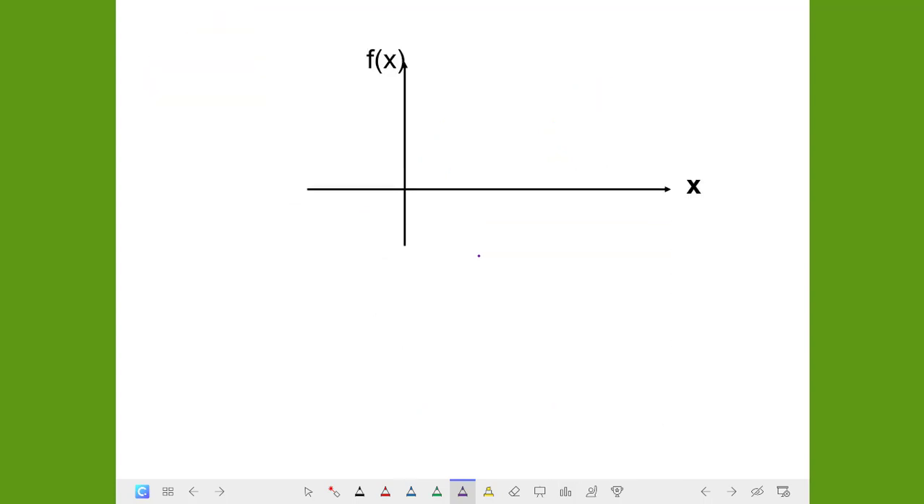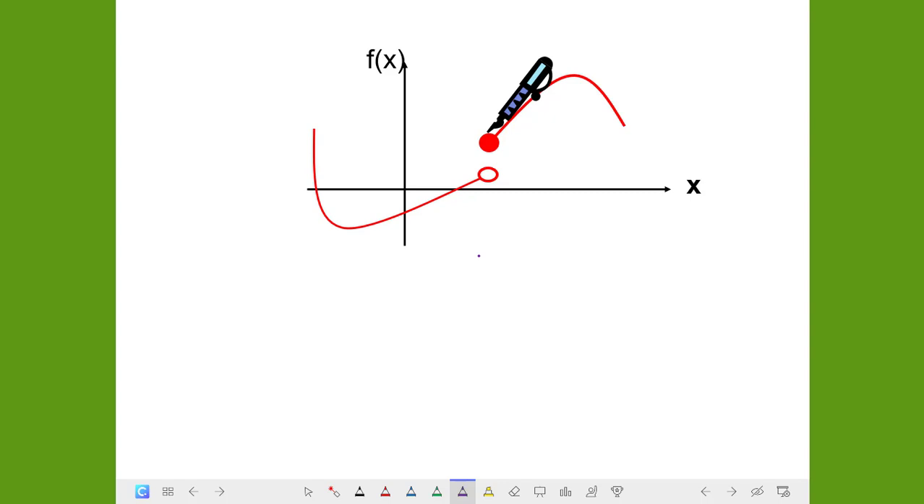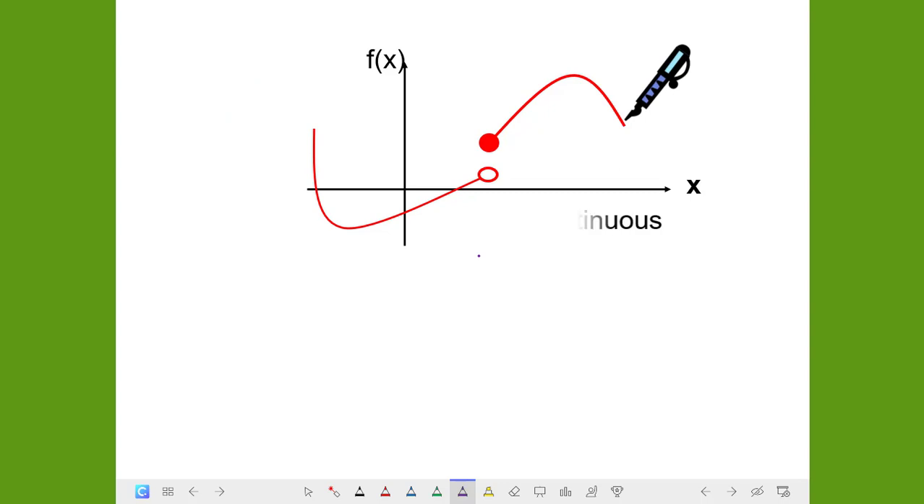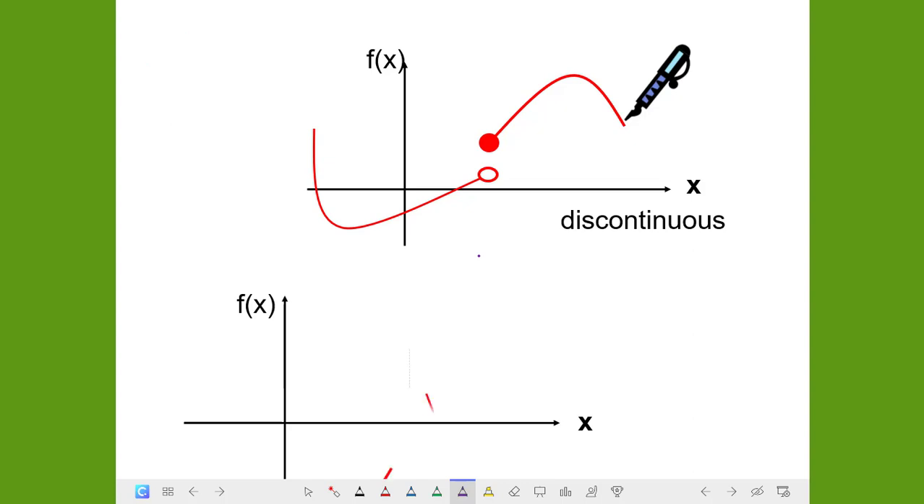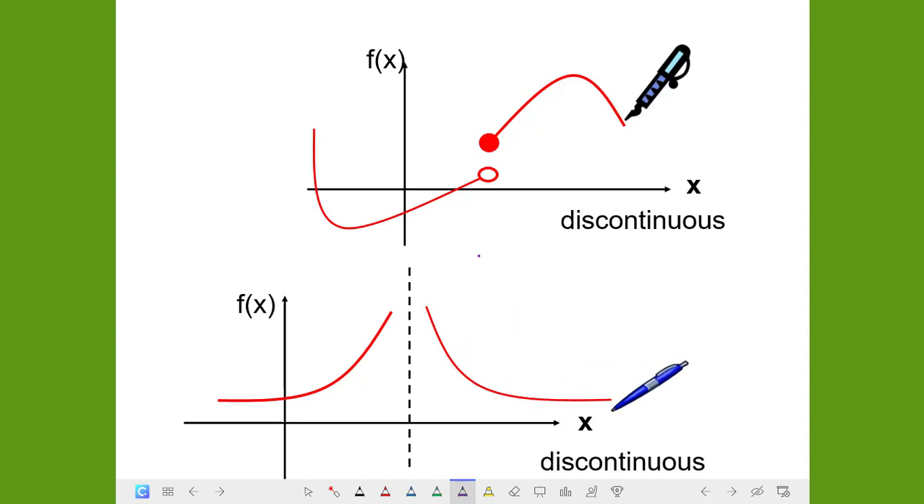Look at this graph. We draw this one until here and stop, and then continue at this point. So this is considered discontinuous. Look at this graph. We draw this one and stop, and continue and draw the graph. This graph is considered discontinuous. Why? Because we need to stop at the point, lift the pen, and continue to draw the graph.